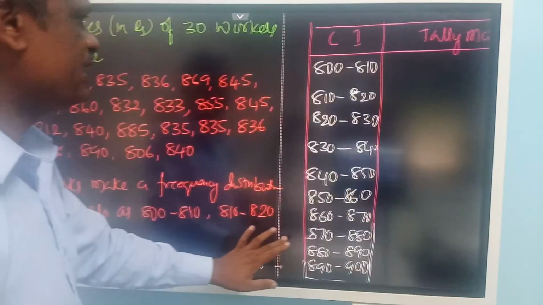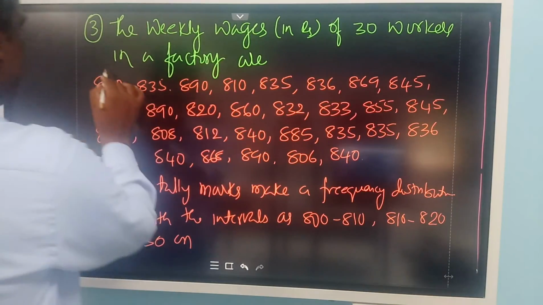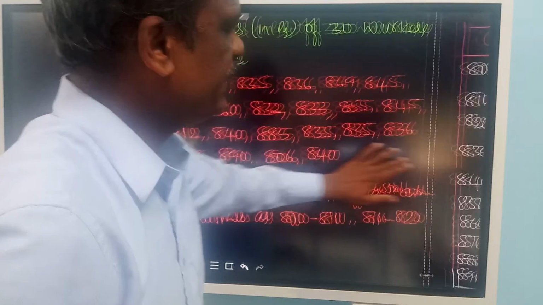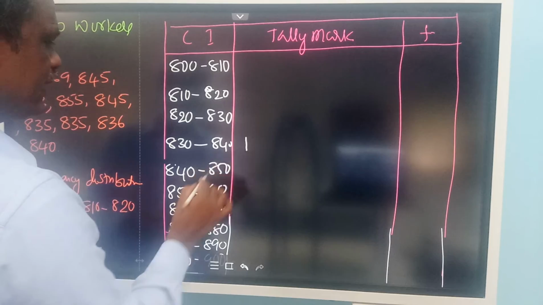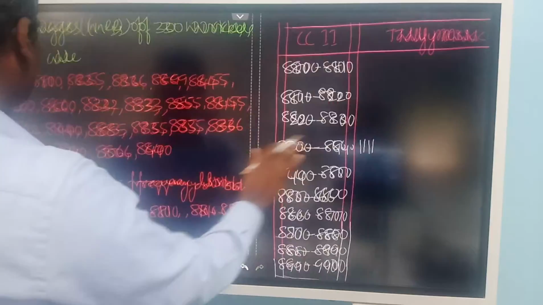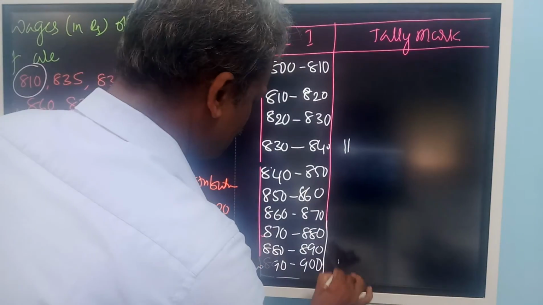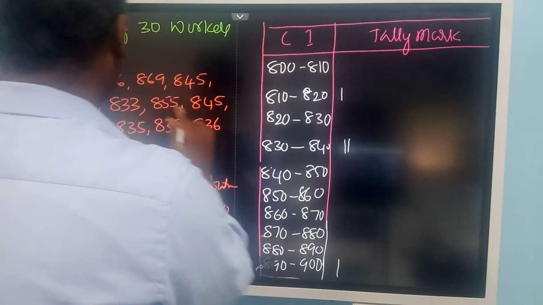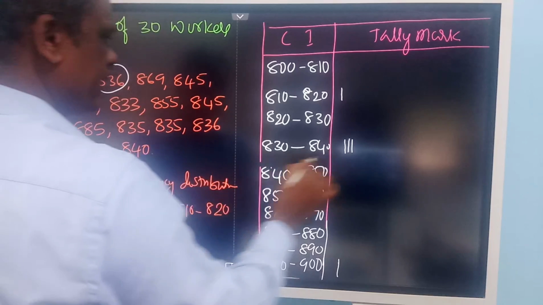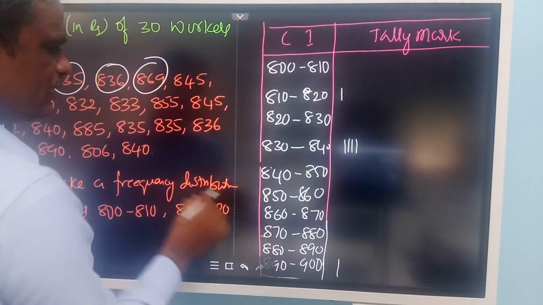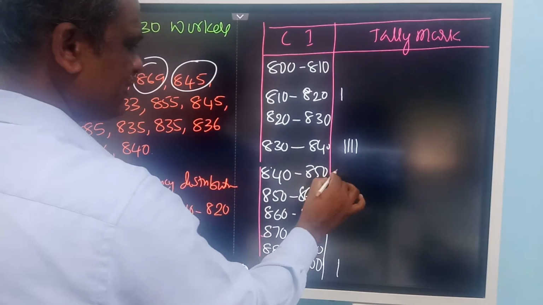So let us make the tally marks here. First one, 830, 835. 830 will come here, not here. 835 also will be here only. Then the second one, 890, 810. 890, last group. 810, second group. Then 835, this group. 836, again the same group. Then 869 comes here. 845, in this group.